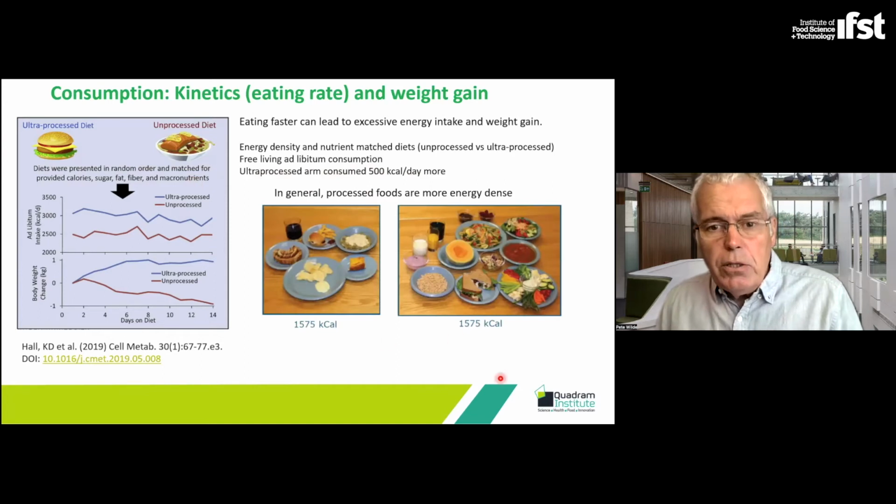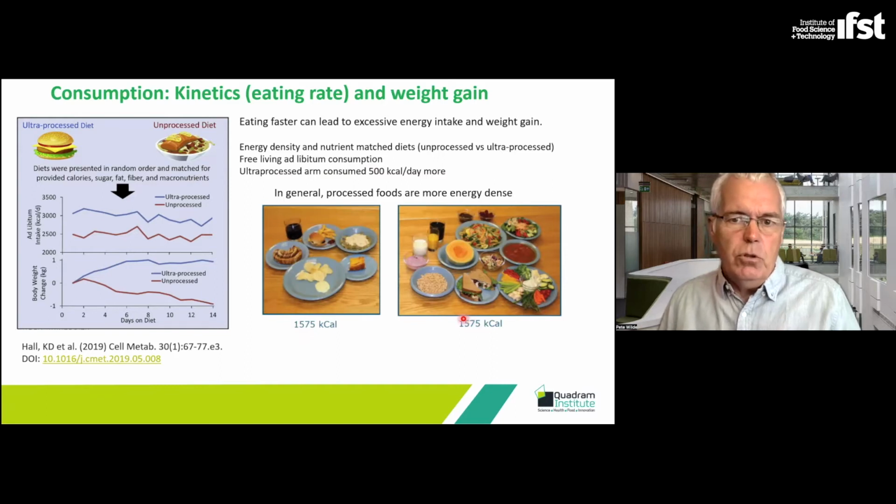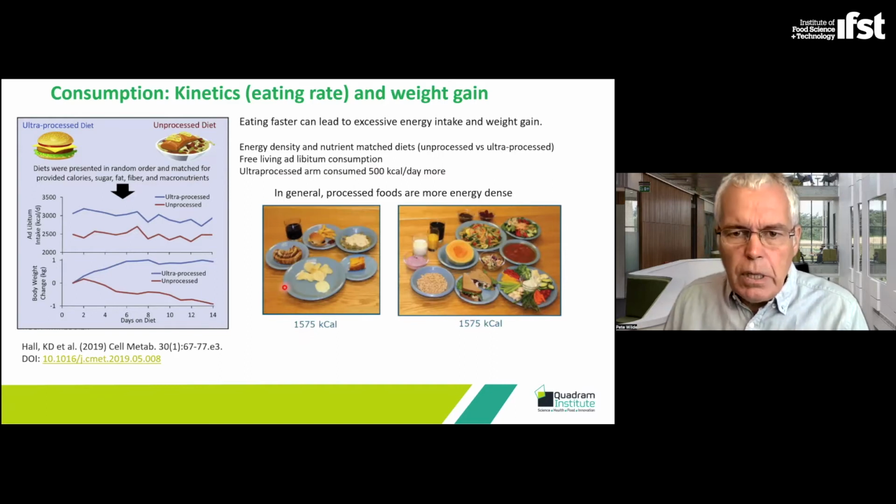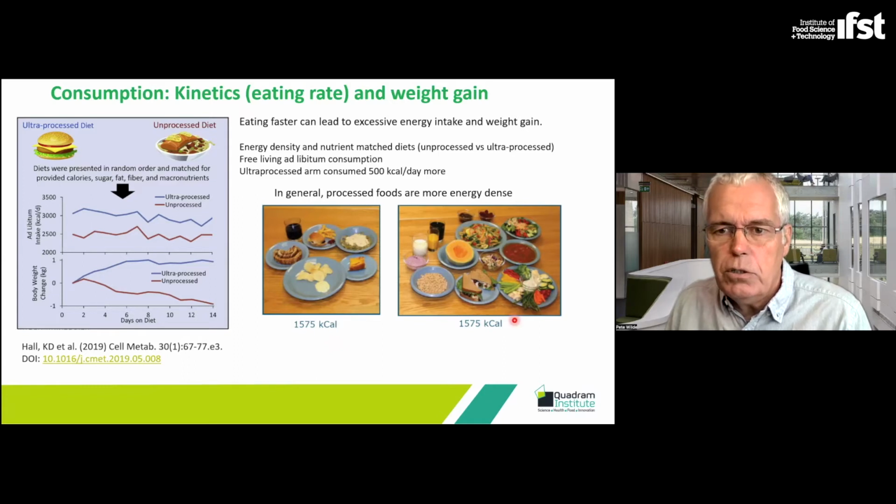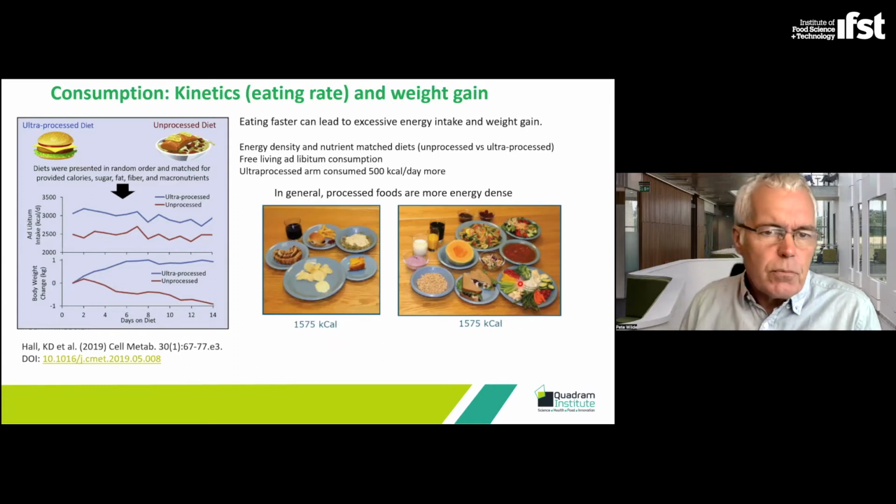And if you compare the two diets, so this is the processed diet, and this is the unprocessed diet, both have the same calorific content and the same nutritional composition, but the energy density is completely different. The amount of food you need to get this amount of energy is very much less than the unprocessed food. There's lots of fruit, vegetables, and so on.